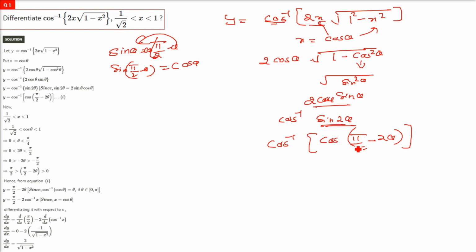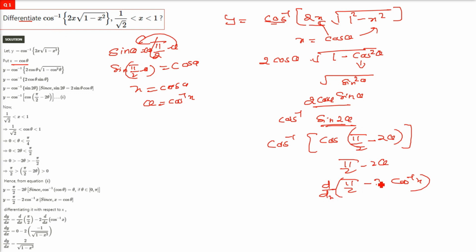Now in your example, I told you that in different sources, what they will do is, cos and cos inverse you cancel, pi by 2 minus 2 theta you write, and in place of theta you have to replace whatever you have substituted, because x is cos theta, theta is cos inverse x. So in place of theta just write cos inverse x and then differentiate it.